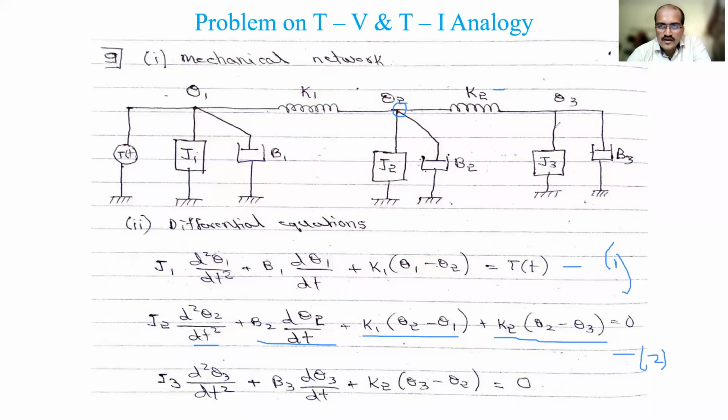Then third, you have three elements, two self elements and one mutual. So J3 d square theta 3 by dt square plus B3 d theta 3 by dt plus K2 into theta 3 minus theta 2 equal to 0. This is your equation number 3.